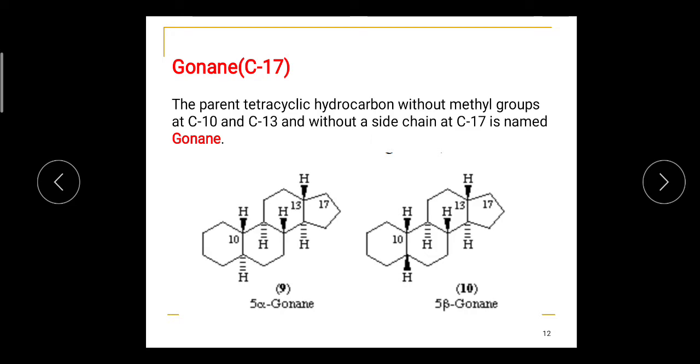There are two structures in this slide. The first has the hydrogen in alpha configuration, denoted by the dotted line. So this nucleus is 5-alpha-gonane. In the second, the configuration of hydrogen at the fifth carbon is a solid line, meaning it is beta configuration. So this nucleus is 5-beta-gonane.